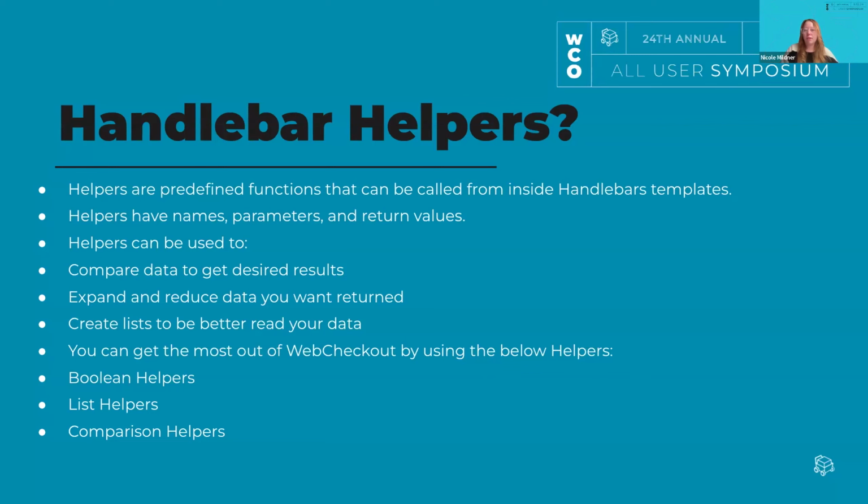They can also be used, depending on what you would like in the email template. It can help reduce or expand the data you want returned, and it can assist with listing any values, but this will be mainly with allocation items. There are 3 helpers in particular that you can use to get the most out of Web Checkout, which we're going to go through today. And those are Boolean helpers, list helpers, and comparison helpers.